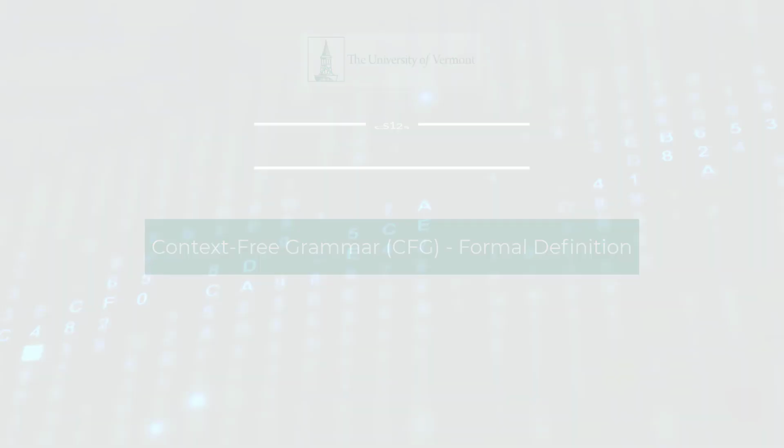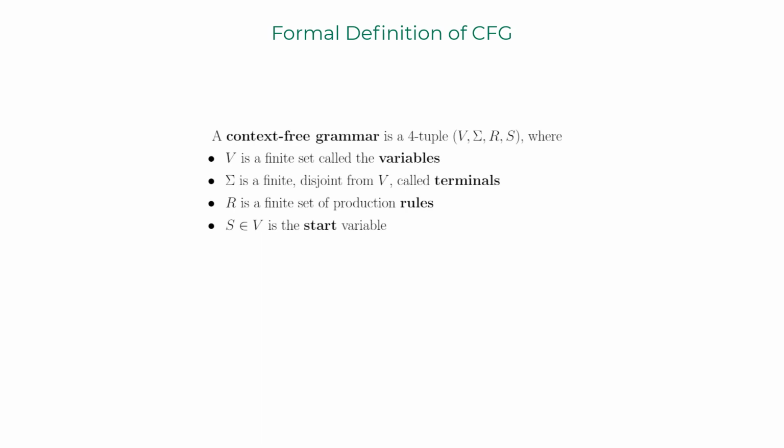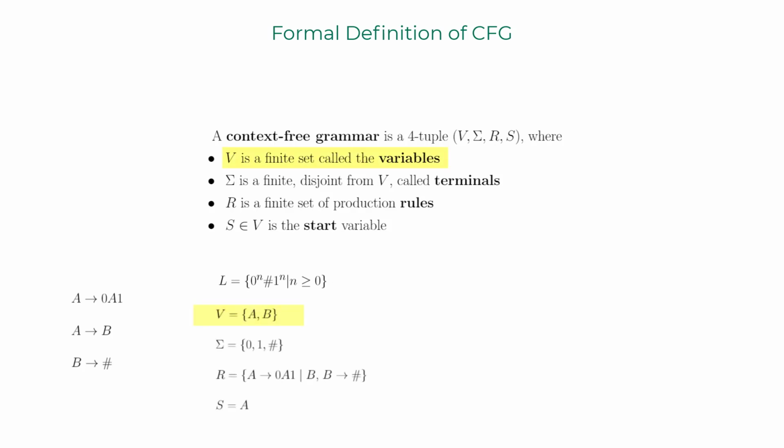Alright, let us define a context-free grammar formally. Any context-free grammar can be represented by a four-tuple V, Sigma, R, and S, where V is a finite set called variables. For the example we saw earlier, V would be a set with variables A and B.